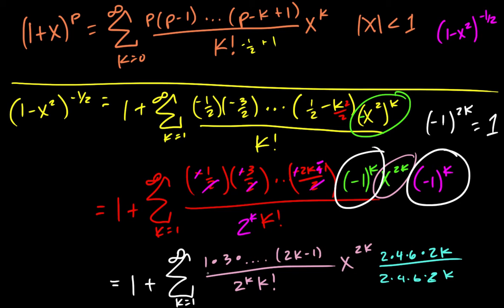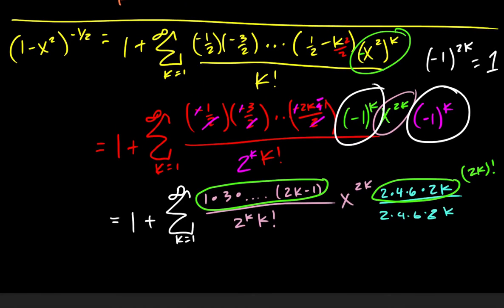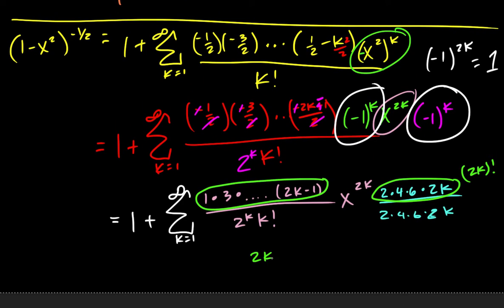Now, if we do that, we're going to have 1 times 2 times 3 times 4 times 5 times 6 times 7 times 8, dot dot dot, all the way up to 2k. So if we combine this and this, it's actually just 2k factorial. So I'm going to change that, 2k factorial. Okay. We still have x to the 2k.